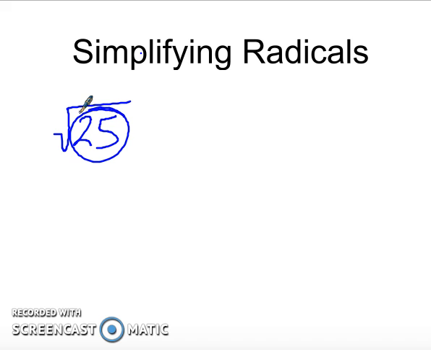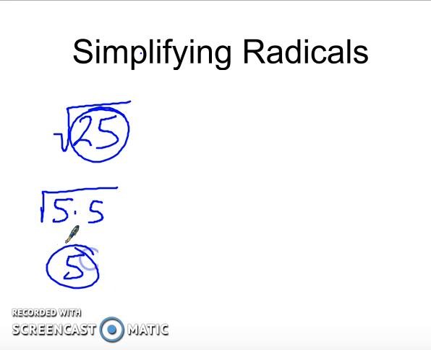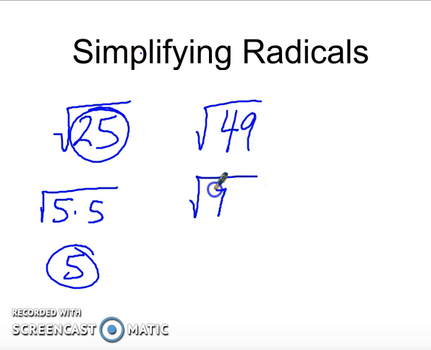So we look at this one, we're looking for what number times itself equals 25. Obvious answer, 5 times 5 equals 25. So the square root of 25 is the square root of 5 times 5. That's why the answer is 5. If you were looking at the square root of 49, the obvious thing is 49 is 7 times 7. Therefore, the square root of 49 is 7.